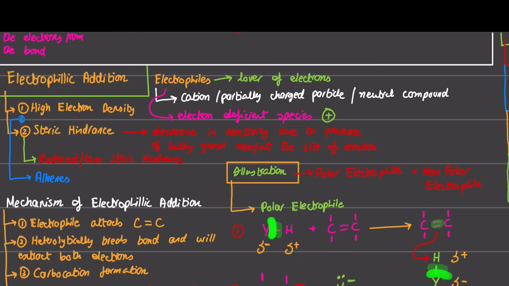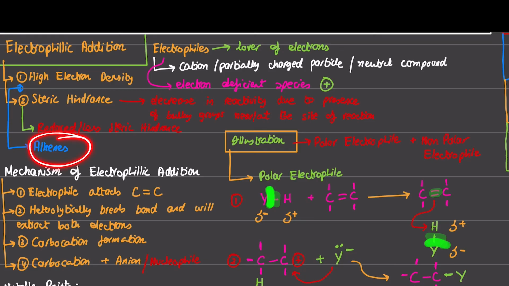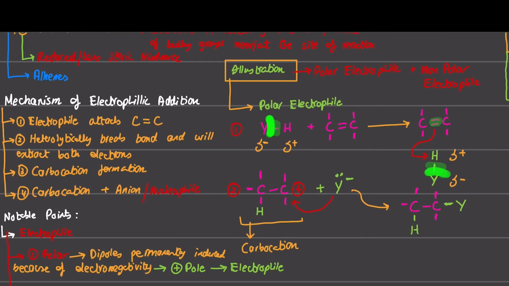I need something which has a lot of electron density and it has reduced steric hindrance. What is steric hindrance? Steric hindrance are the bulky groups. It's the bodyguards that are standing and not allowing the electrophile to come and attack the double bond. Okay, and the best thing that covers both of these things is what? It's an alkene. All right, moving on to the mechanism of electrophilic addition.